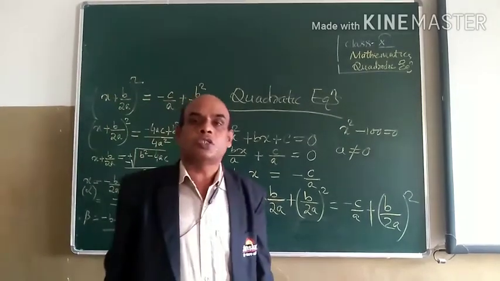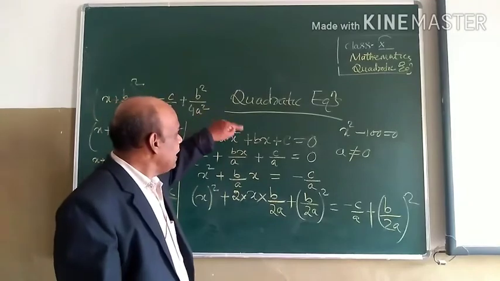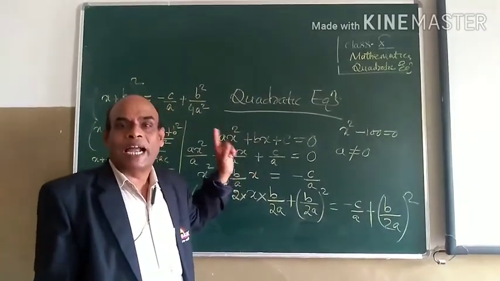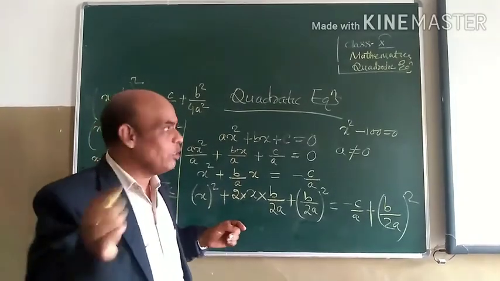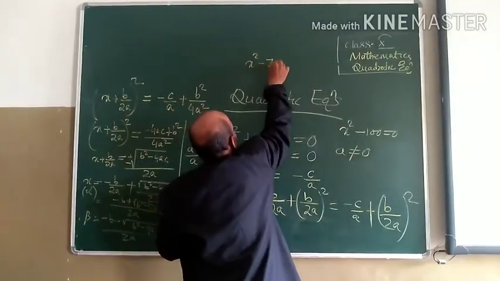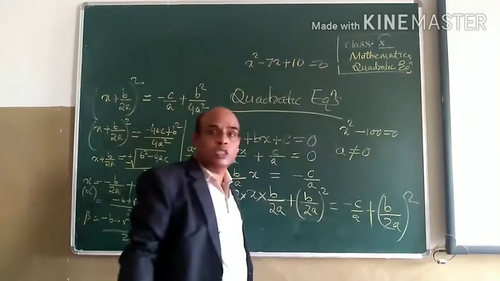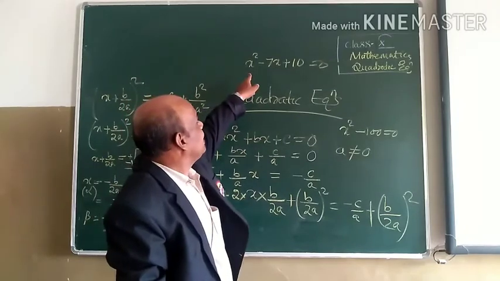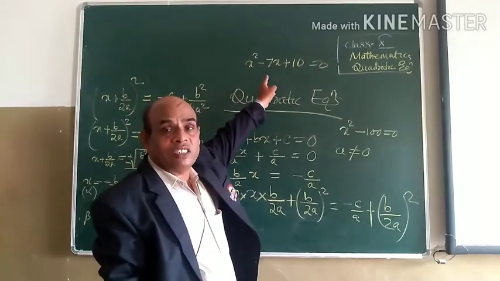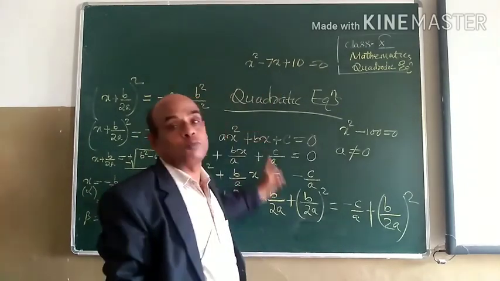So dear students, you have to remember, by applying this formula you have to find the roots of the equation x square minus 7x plus 10 is equal to 0. This is the task for you. You have to find the roots of the equation x square minus 7x plus 10 is equal to 0 by applying this formula. Thank you.